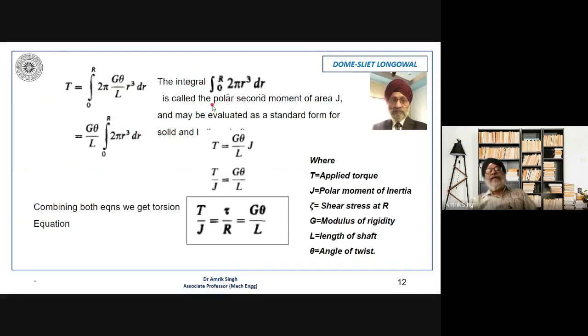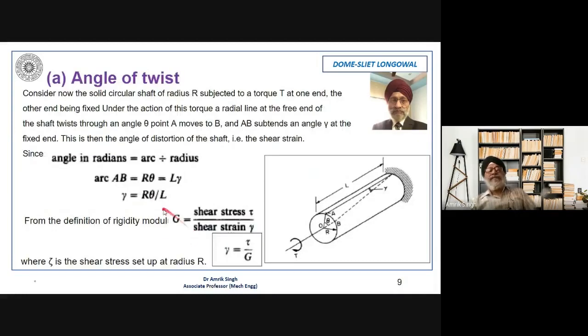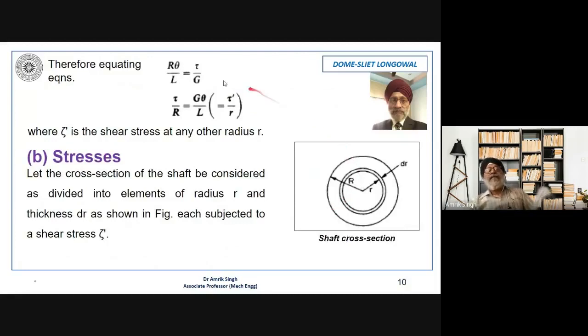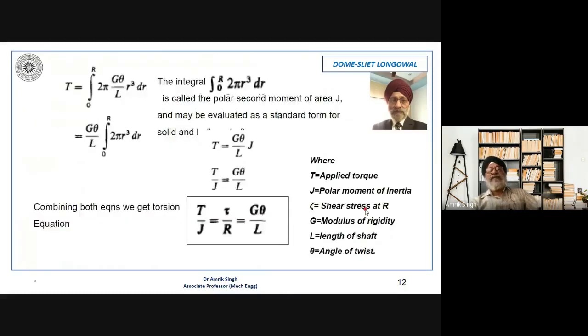This is called the polar second moment of area, J. In bending we used the word I; here we use the polar moment of area, J. So T is equal to G theta upon L times J. Putting J on this side, T by J is equal to G theta upon L. If we combine this with the previous relation, tau upon R is also G theta by L. So comparing, we get T upon J is equal to tau upon R is equal to G theta upon L.